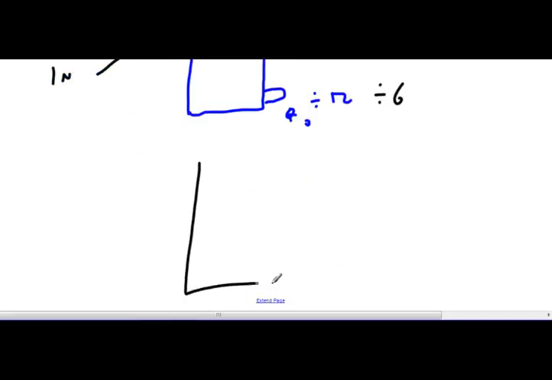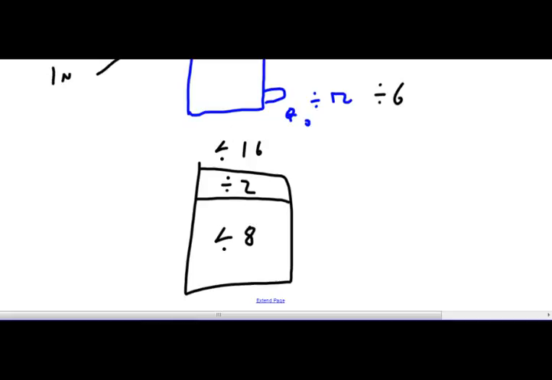And we can do the same thing with a divide by 16 counter. We'd have a divide by 2 on top and a divide by 8 on the bottom. And they're separate counters, and they're normally put together to get to 16.